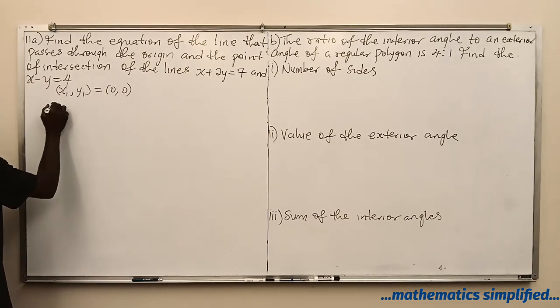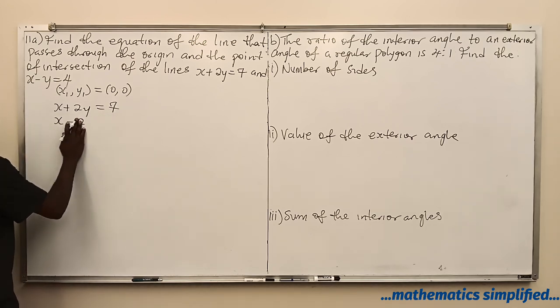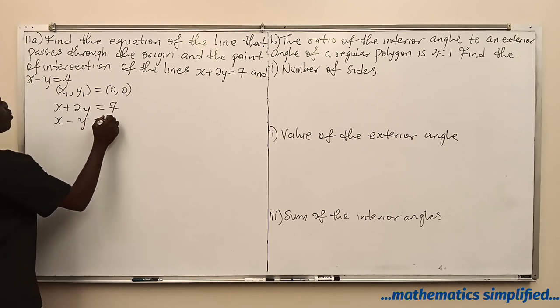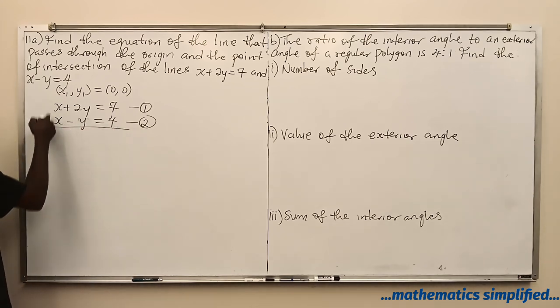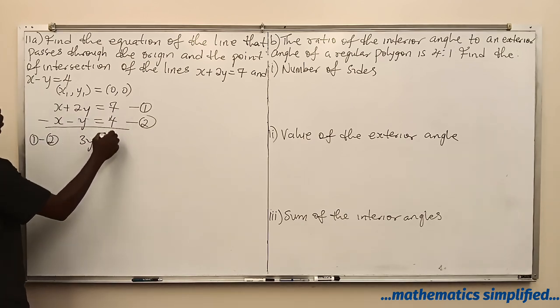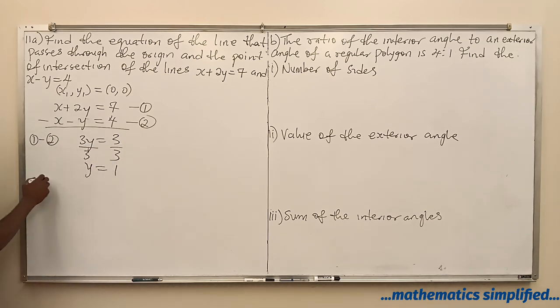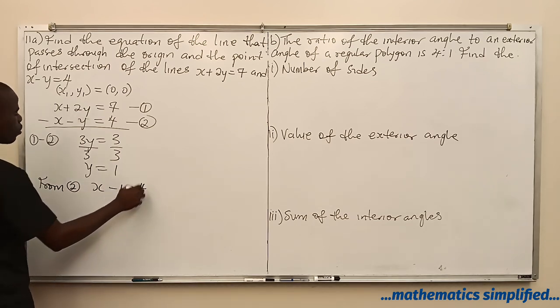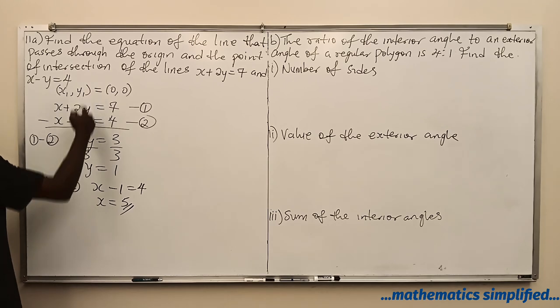So let's solve. x plus 2y equals 7, this is 1. x minus y equals 4, this is 2. So we will eliminate x by subtracting equation 1 minus equation 2. 2y minus minus y is 3y. 7 minus 4 is 3. Divide by 3. y is 1. And so what about x? From equation 2, x minus 1 equals 4. x is 4 plus 1, 5.